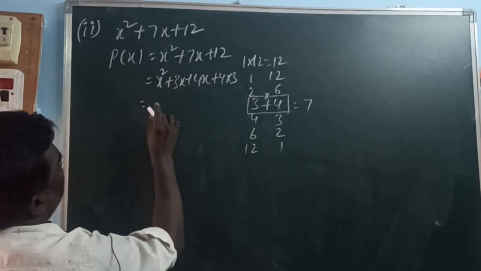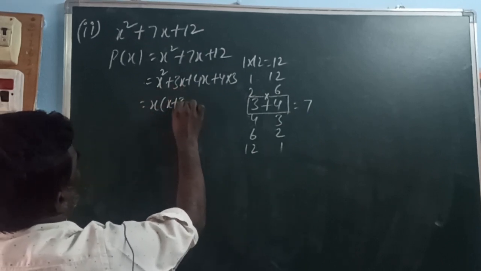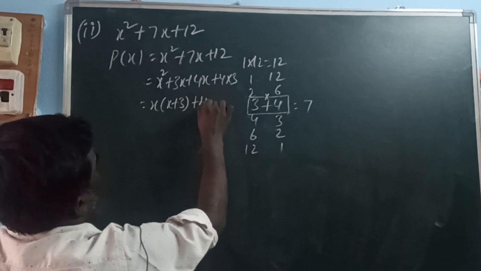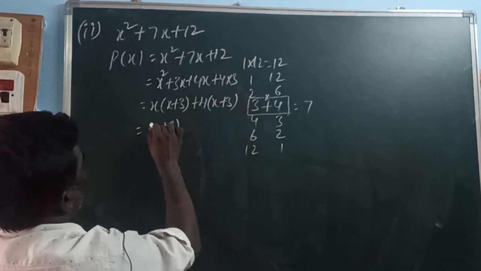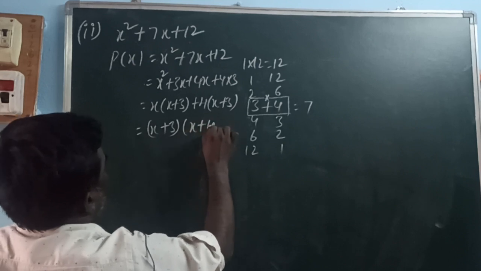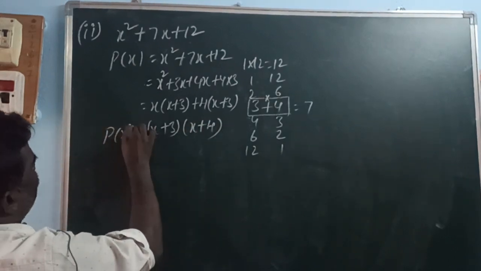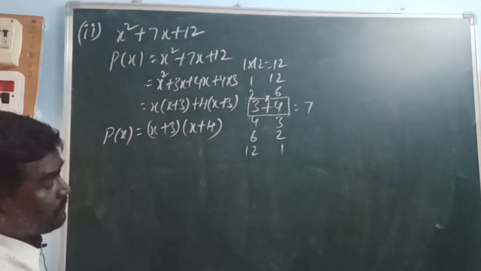So in these two, what is common? x of x plus 3. In these two, what is common? 4 of x plus 3. Total, what is common? x plus 3 of x plus 4. So these two are the factors of the given quadratic polynomial p of x.